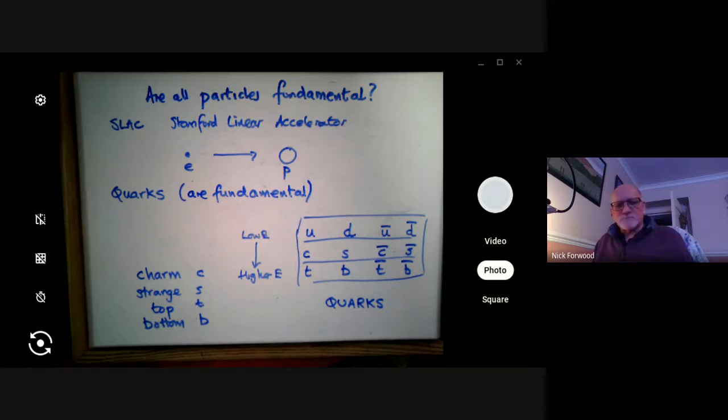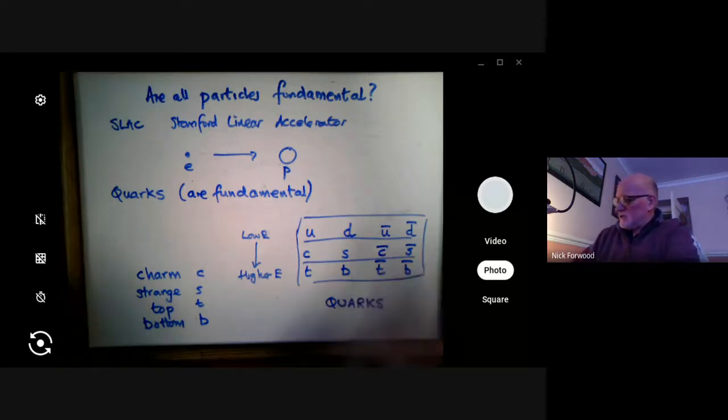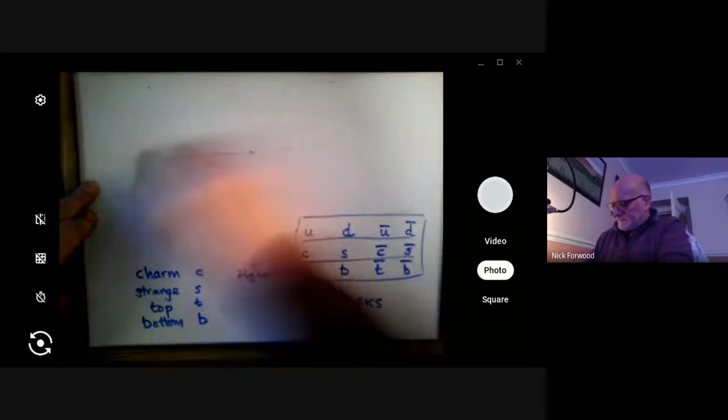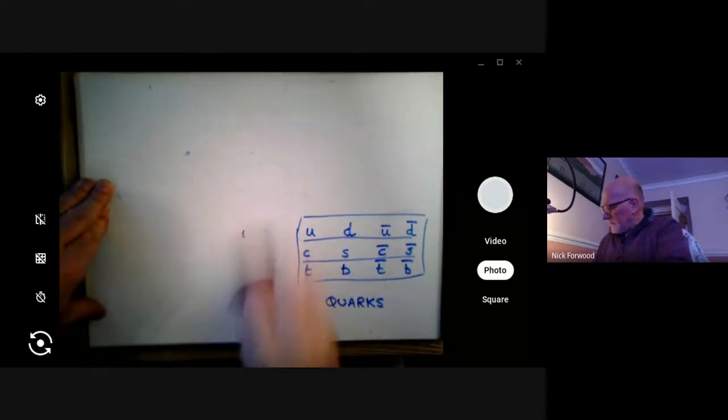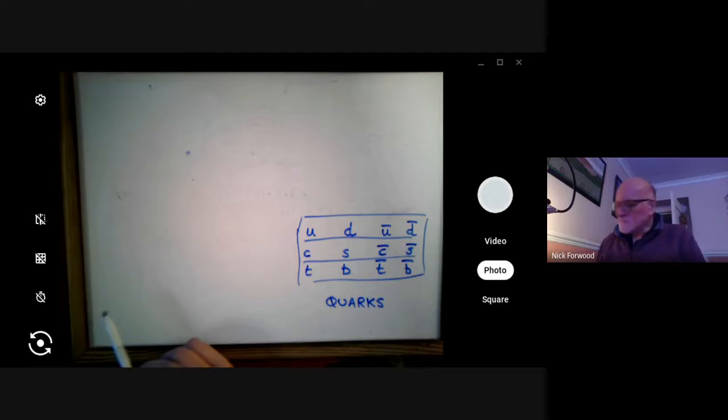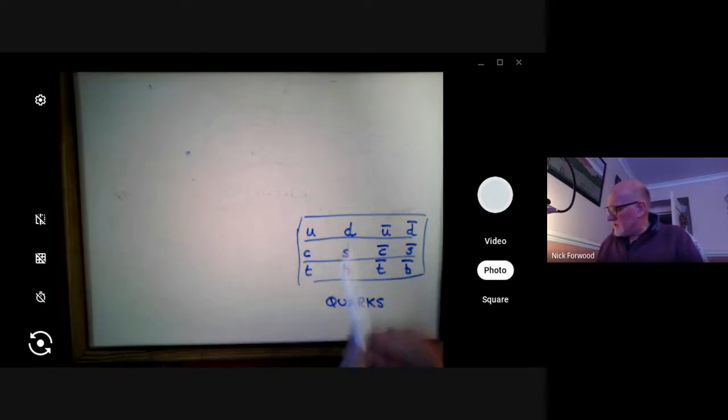Okay, so what we need to find out and remember is what combination of quarks actually go into a proton and what combination of quarks go into a neutron, and that will be my next page. So I'm just going to leave that down there. So all of these are fundamental particles.